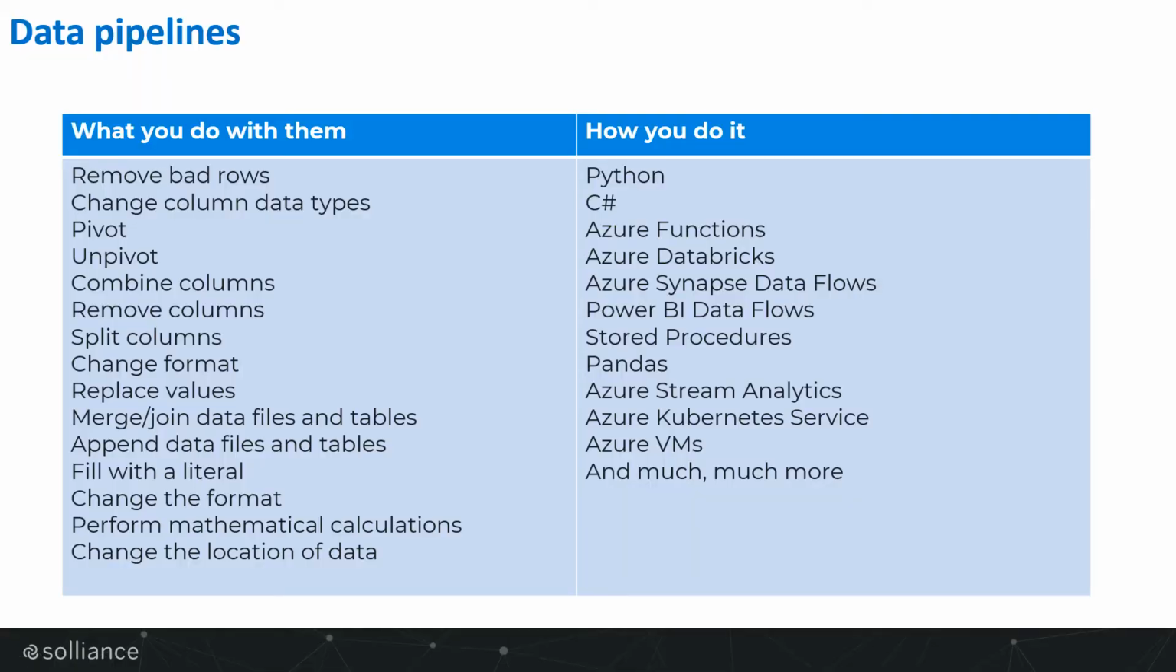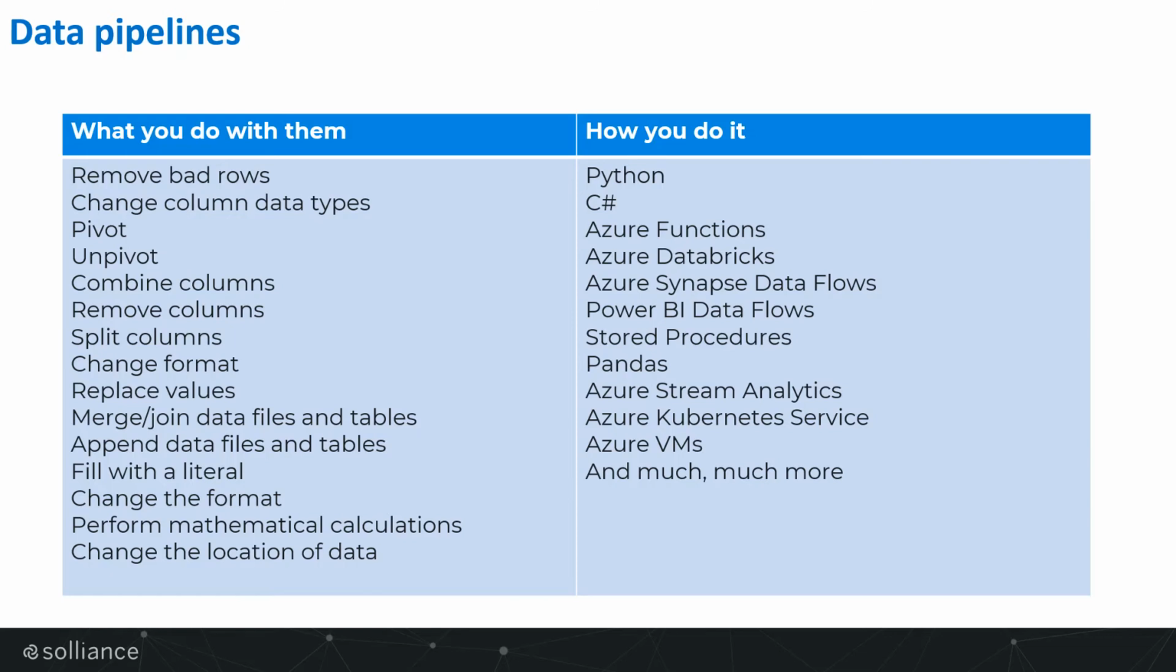Now, data pipelines are how we change the data. What do we mean by changing the data? Well, like removing bad rows or combining columns or splitting columns or changing data types or replacing values. Any of those things are changing the data.